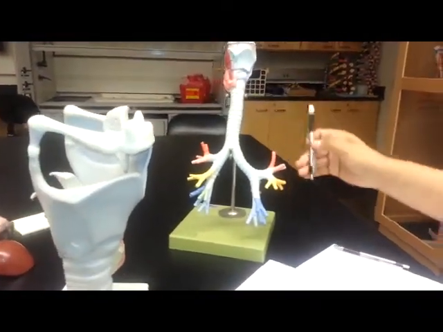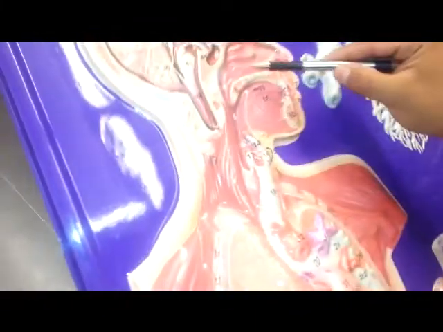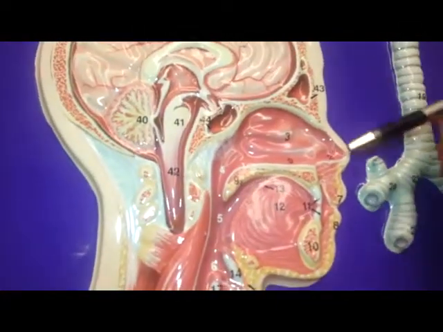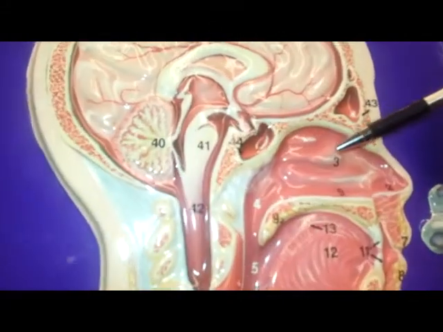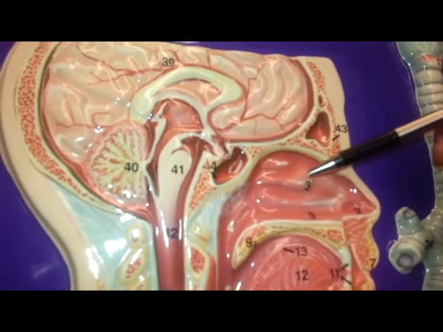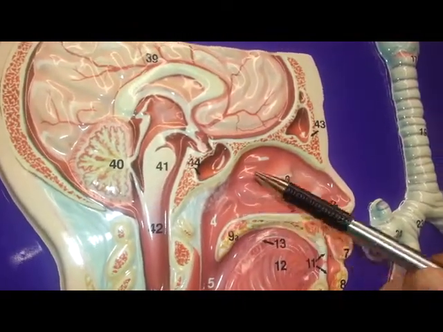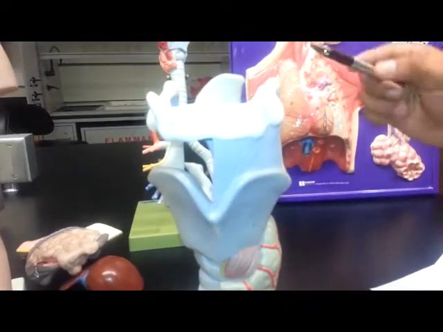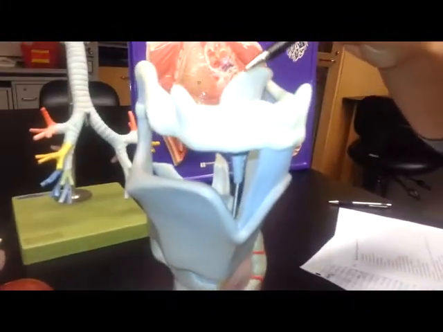If you could just follow me to the superior, middle, and inferior nasal concha, which is located in the nasal cavity. The superior nasal concha would be this one. The middle nasal concha would be where it says 3, and the inferior nasal concha is below that. Okay, and next would be the epiglottis, which is this, right next to the hyoid bone.